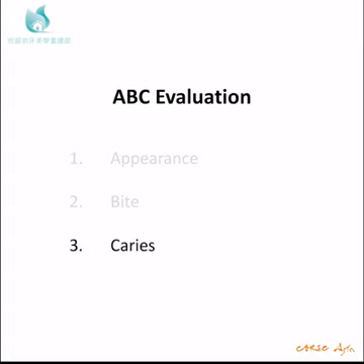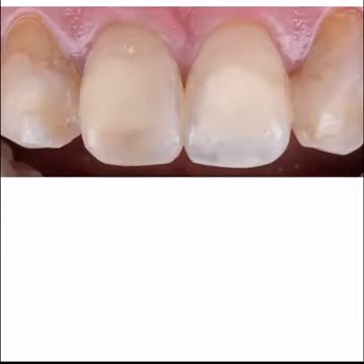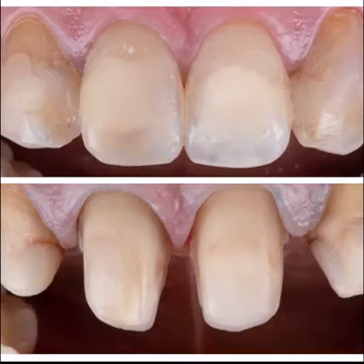The last evaluation is for caries involvement, especially in the proximal area. Since we don't want our veneer margins to be on resin, if there is proximal caries, then we need to open up the contacts, like in this case.